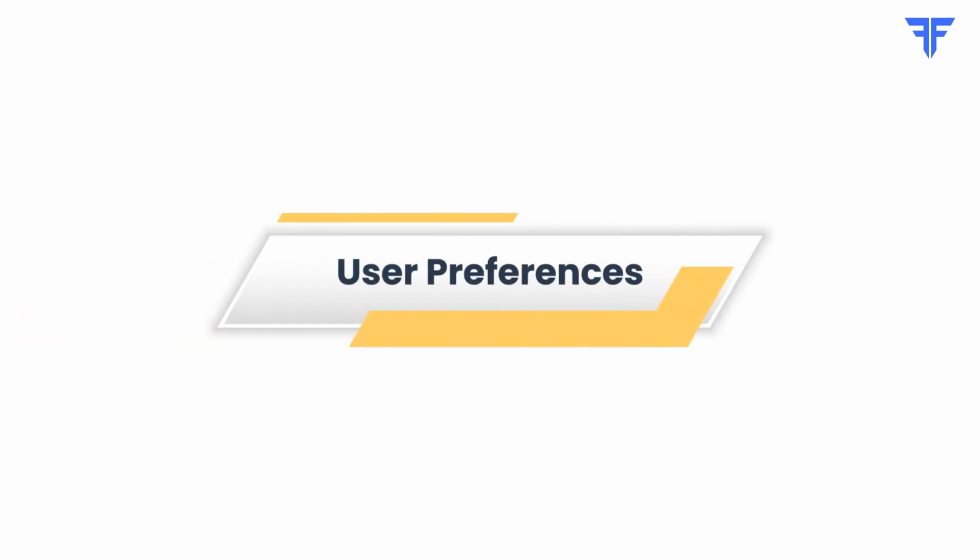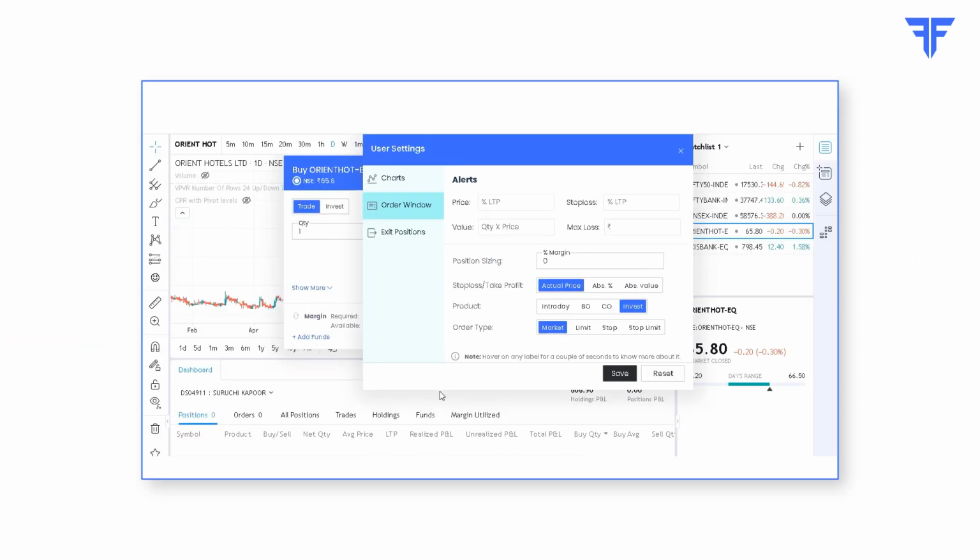User preference. By using this section, user can set their default values to be displayed on the order window. Position sizing. User can pre-fill the quantity using the percentage of margin available.